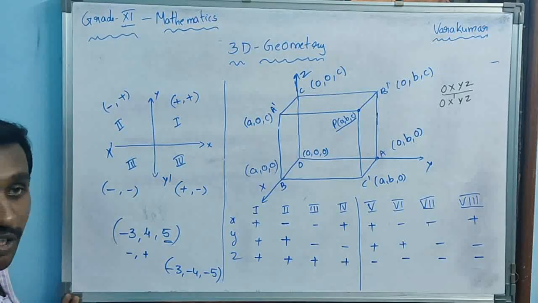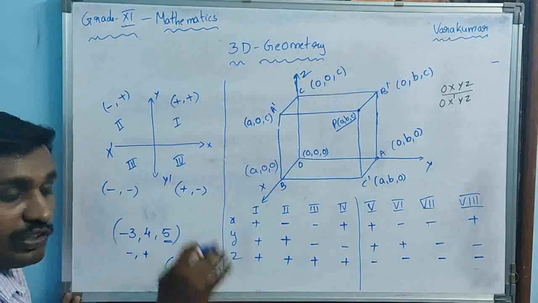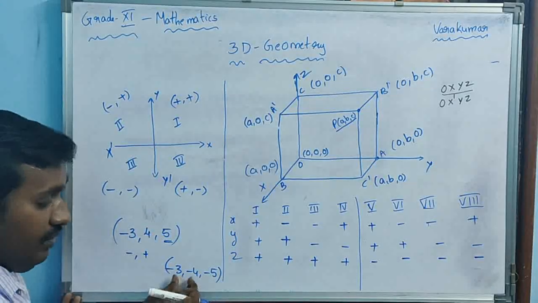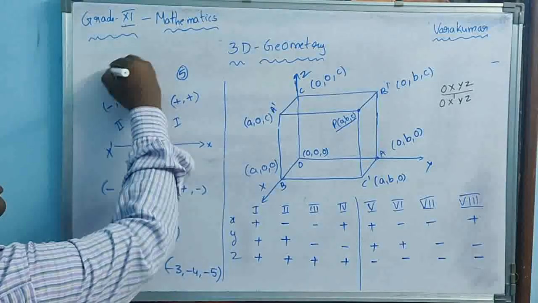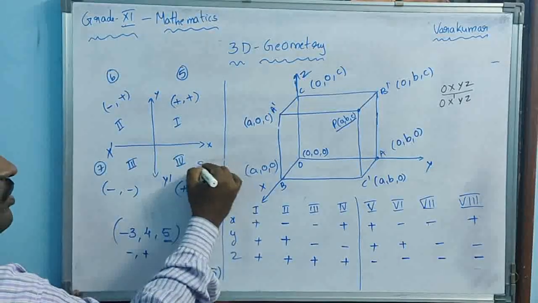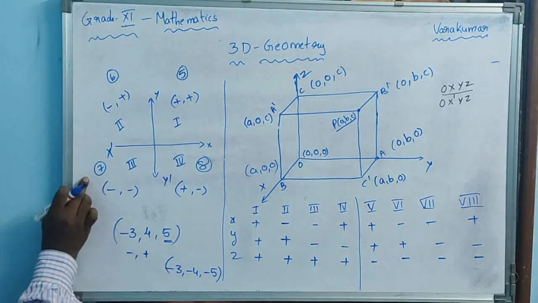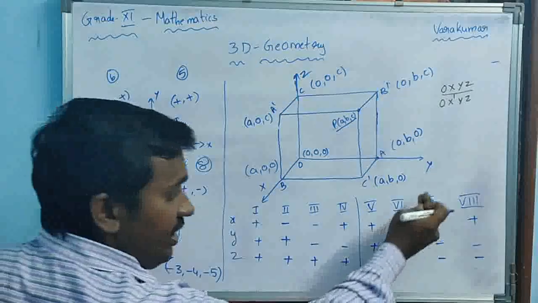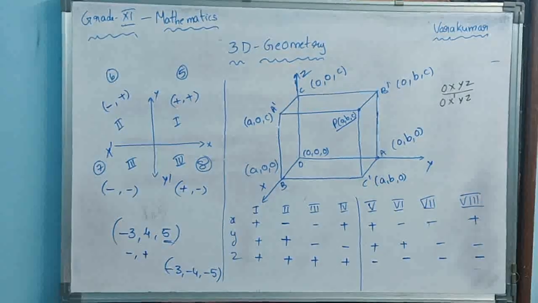Now, suppose I said minus 3, minus 4, minus 5. Then the Z value is negative, so you have to go down. When you are going down, we have to start from 5: 5, 6, 7, 8. Now, both are negative, and both negative lies in this one. So, what is that? Seventh. So, it belongs to the seventh octant. So, this is a way to remember all those things. Okay? Let us do some more problems on this.